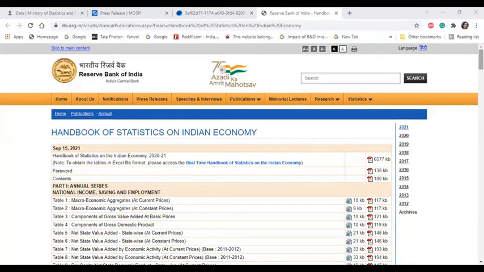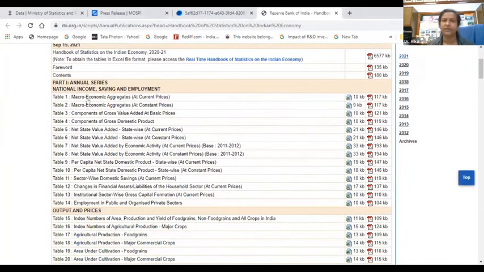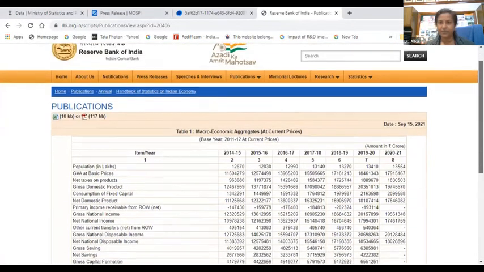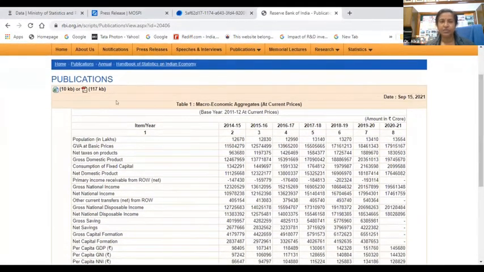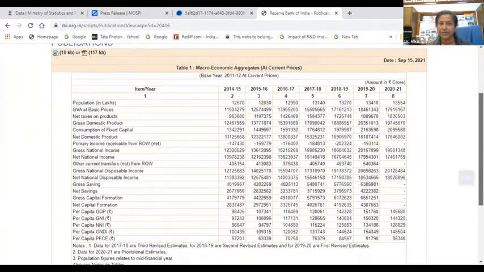If you see this one, you get many of the data at one go. That is macroeconomic aggregates at current price. This is in Excel also, in PDF also, at constant price. For example, if I click it, you get the data like this. So this is the handbook of the recent year. You can get the previous years also, and you have the database at one go, from 2014-5 to the most recent data.